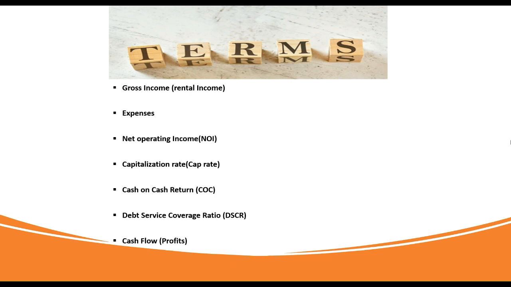The net operating income, also known as the NOI. The NOI is equal to the gross income minus expenses, meaning that if we subtract the expenses from the gross income, the total amount left that we're going to have is the NOI.